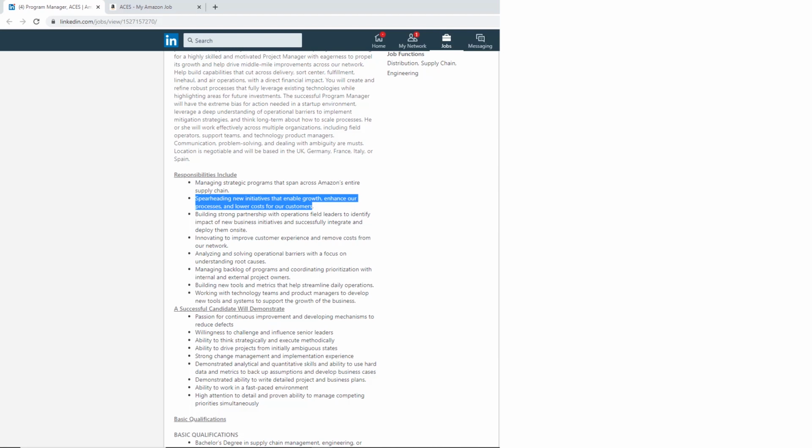Notice again the emphasis on processes and costs within a customer-focused environment. This can be an indication of customer obsession, the most important principle at Amazon. Tell me about the time when you had to deal with a difficult customer.